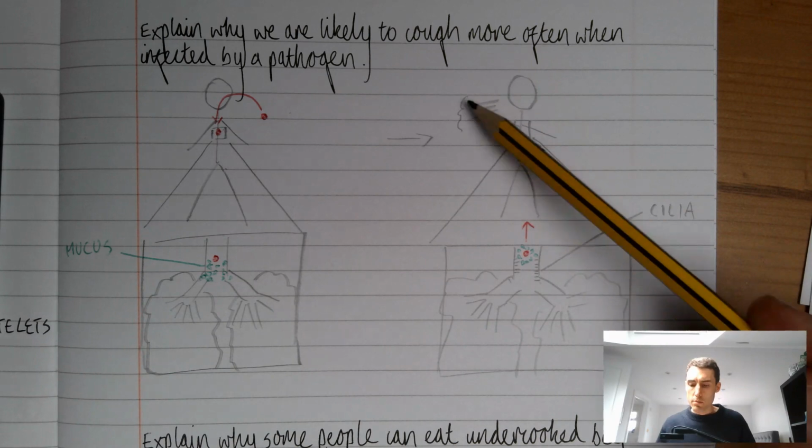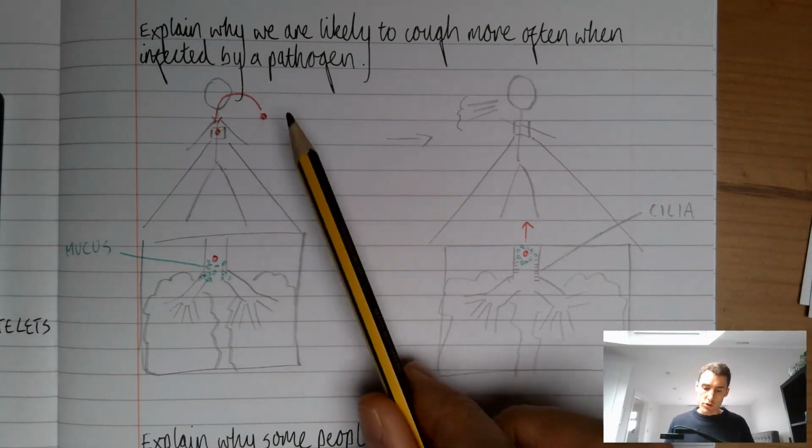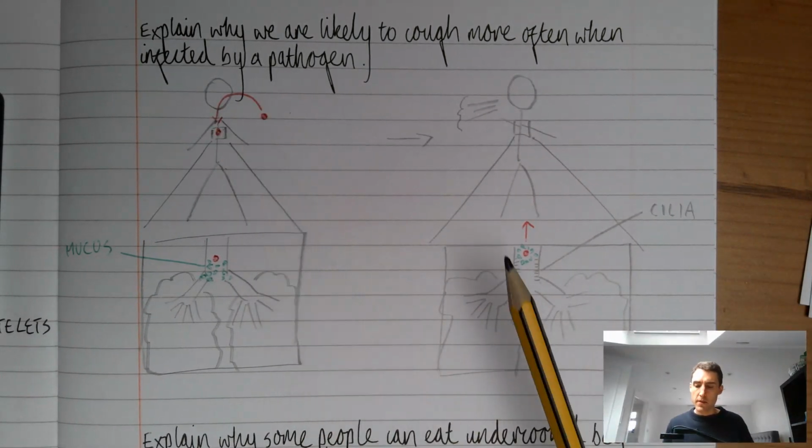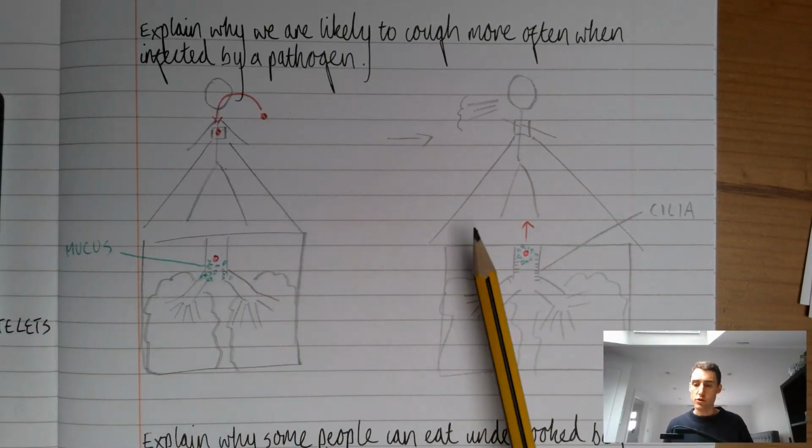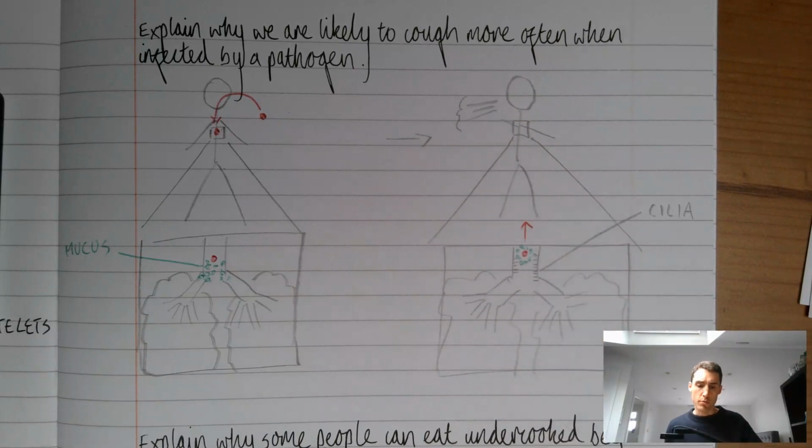So again, what I'm doing is showing an overall cause. In this case, that's the pathogen getting into the body, and showing how that's linked, in terms of these new ideas that we've introduced, to the overall effect, which is coughing more often.